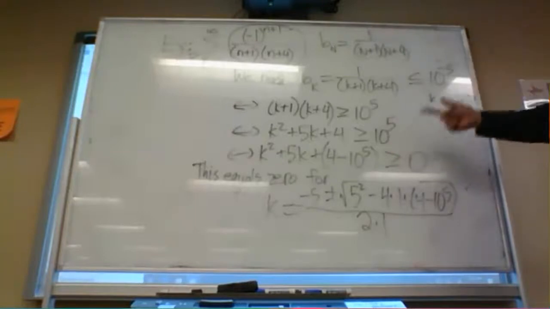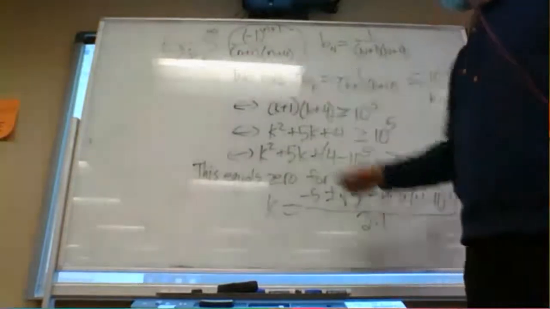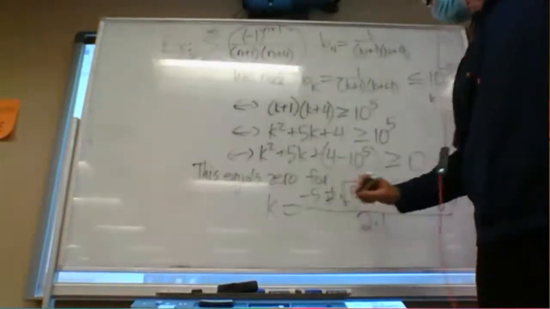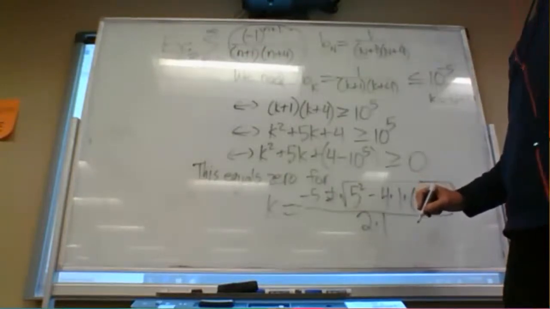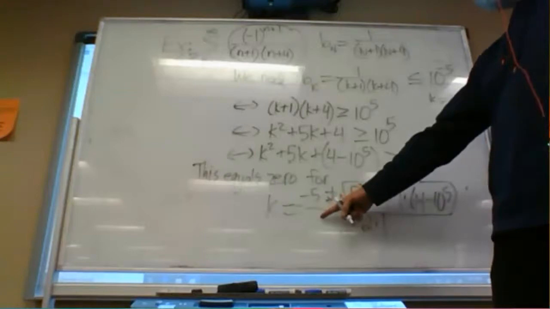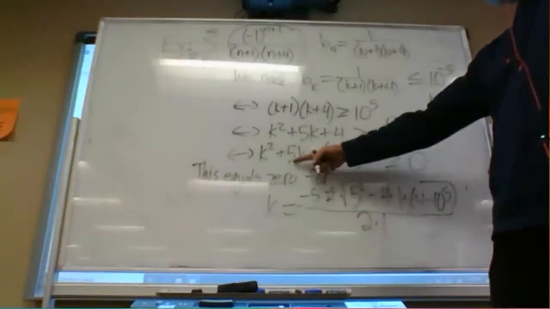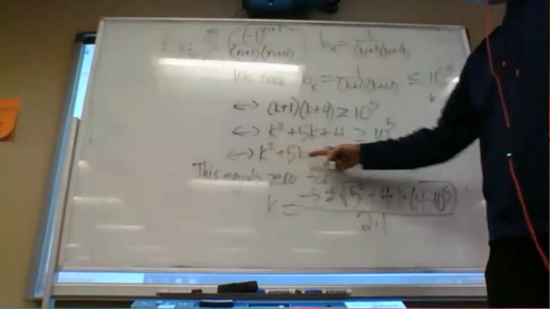Well, there's two solutions to this equation, but we want the positive one, right? The minus one is nonsense. We're not summing in negative. So it's with the plus sign. And now you say, therefore, we need k at least this big to make the left side, right?